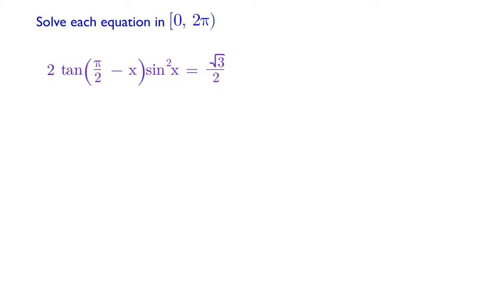Okay, so right now it's in factored form, however, it is not written equal to 0, so we have to subtract the square root of 3 over 2. So we get 2 tangent of (pi/2 minus x) times sine squared of x minus the square root of 3 over 2 is equal to 0.